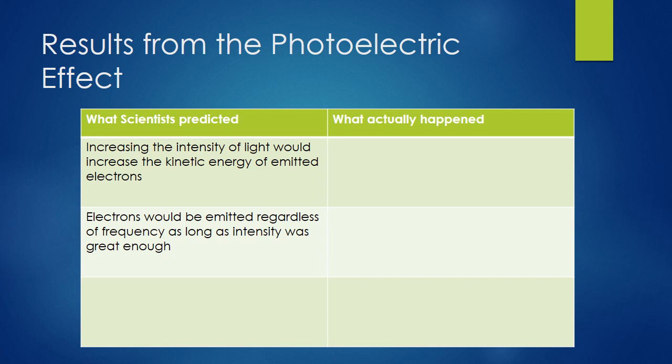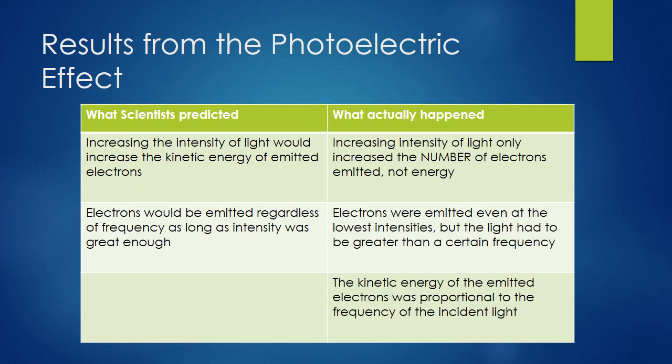So scientists predicted that if you increased the intensity or the brightness of that light, then the kinetic energy of the electrons coming off of that metal would increase. Furthermore, they thought that as long as the intensity of the light was bright enough, regardless of color, regardless of frequency, eventually you'd get electrons popping off of that metal.